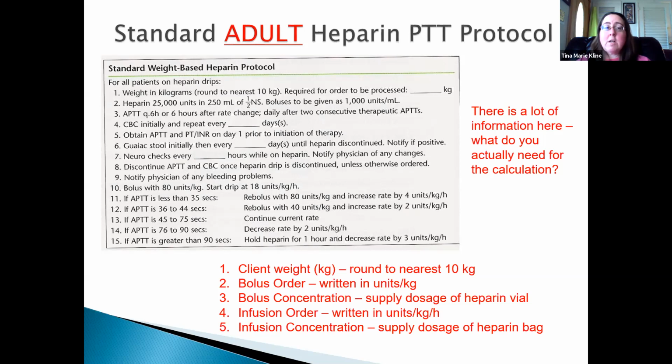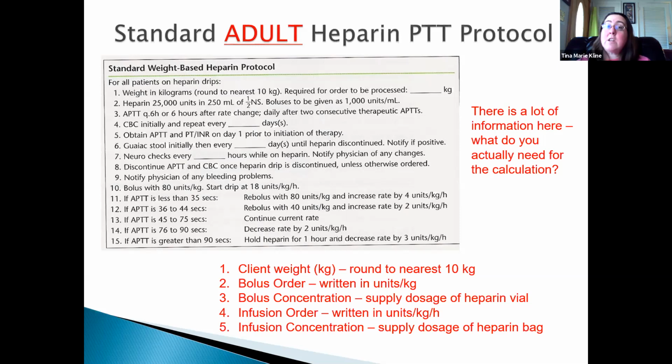You'll see number 4, it talks about CBC initially and then repeat every so many days. A lot of times you'll see every 3 days. That's pretty common, the every 3-day thing. So we're looking at the CBC, but what we're really looking at is that platelet count. We're looking for that heparin-induced thrombocytopenia, okay?